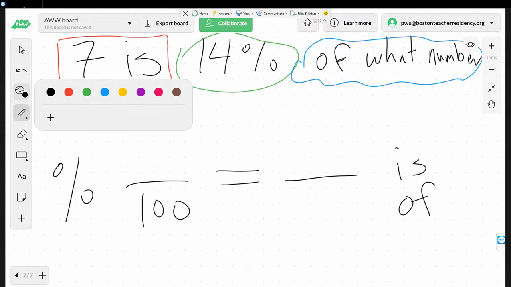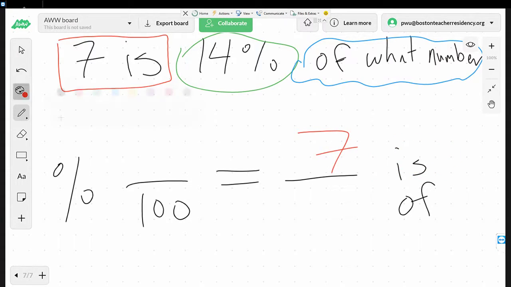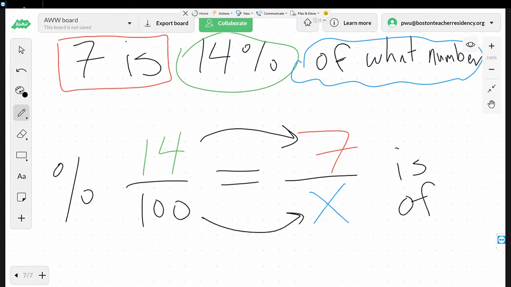And then fill in the information. 7 is over on the right. 14%. Percent is on the left. 14 out of 100. And we don't know what number we're looking for. Of what number? So this time it's straightforward. We're looking to go from 14 to 7 and 100 to x.